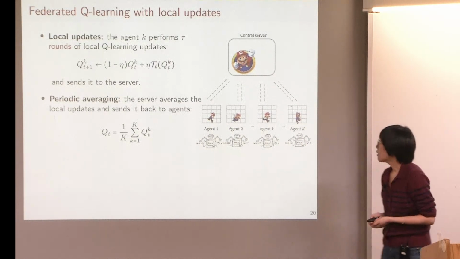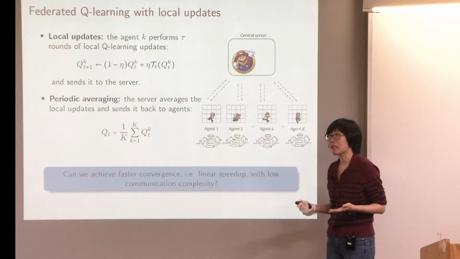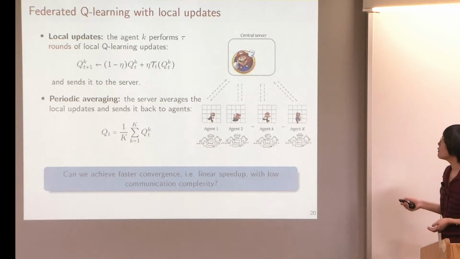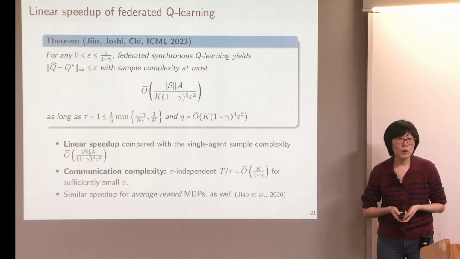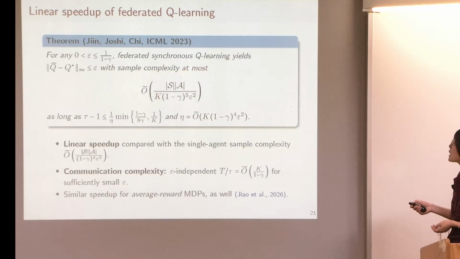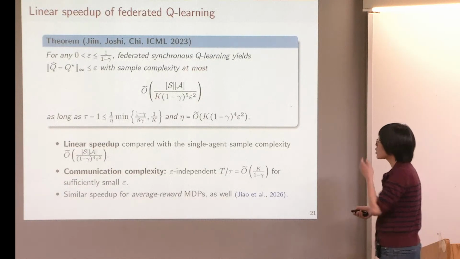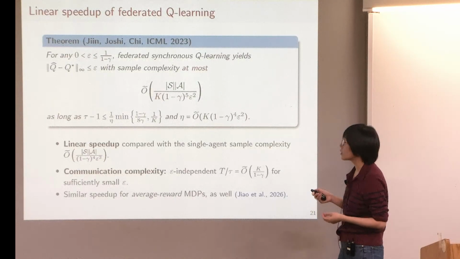Okay. All right, so the question is, can we actually achieve faster convergence, things like linear speedup in this very natural setup? The answer turns out to be yes. We have earlier papers that look at this. Essentially, we show that to achieve, say, epsilon accuracy, the sample complexity scales as A divided by K times (1 minus gamma) to the fifth order times epsilon squared, assuming you choose the communication period and the learning rate properly.